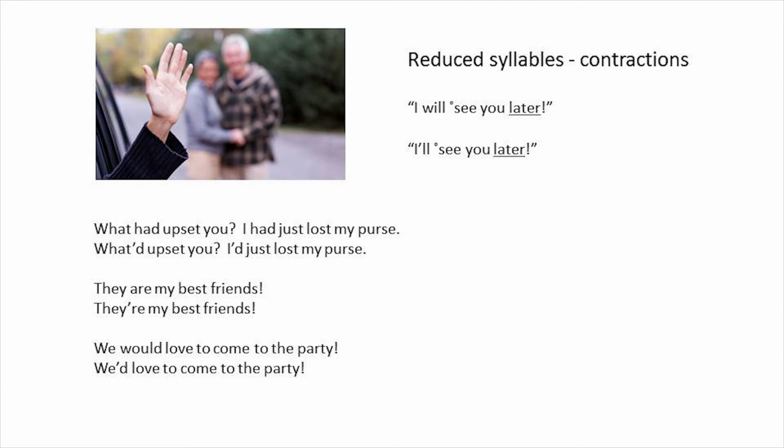Try saying these contracted and full forms and you'll see what I mean. You will see what I mean. What had upset you? I had just lost my purse. What had upset you? I just lost my purse. They are my best friends. They're my best friends. We would love to come to the party. We'd love to come to the party.